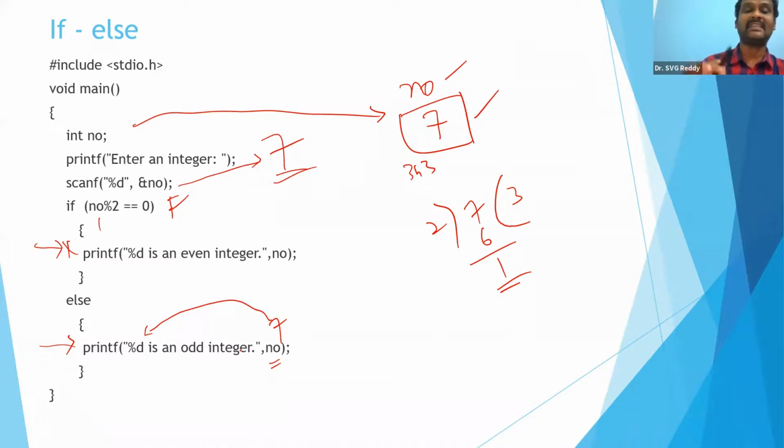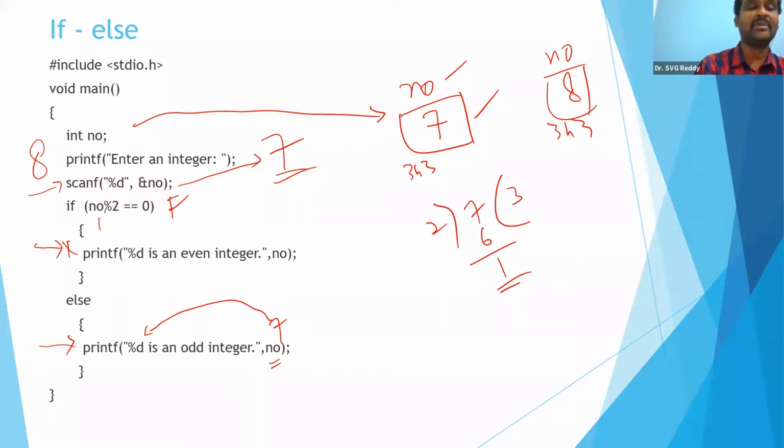If at all I give 7, that is what happens. Fast, we'll do it for 8 also now. So let's give 8. Number will have 8 at 343. So now I'm testing with some other input. After I enter the value 8, scanf scans it and keeps the value 8 in the number variable.